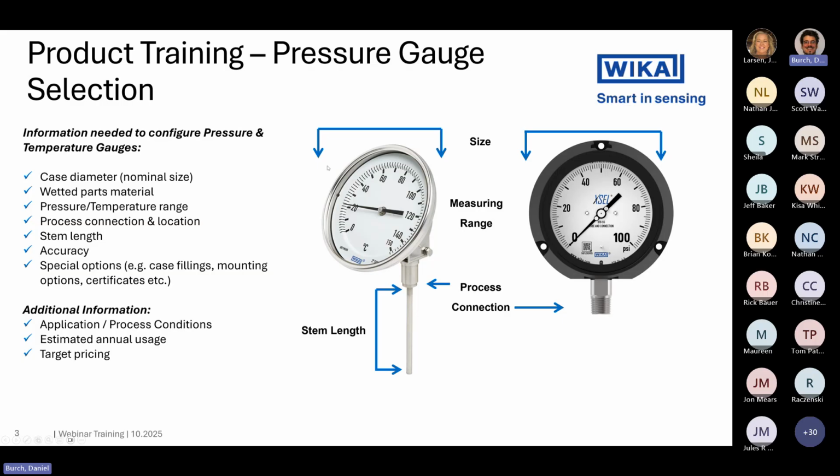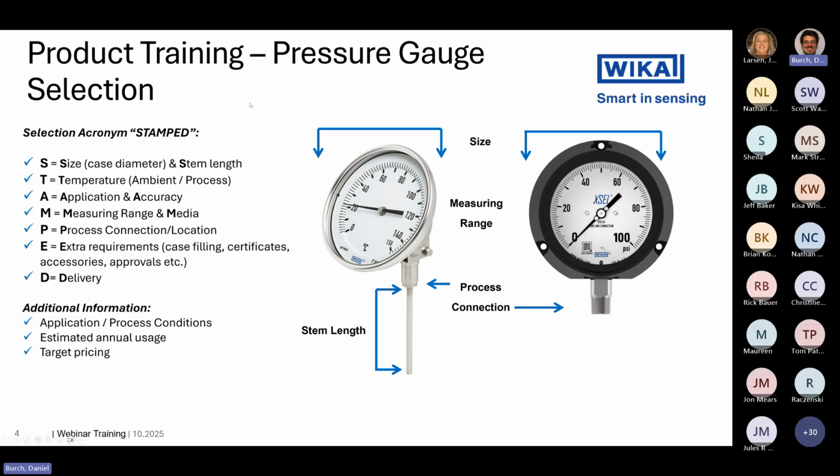And so, with that being said, the framework that we use in dealing with this is called STAMPed. It's an easy acronym that you can remember. And just like the stuff I covered in the previous slide, when you look at that in comparison to the pictures on the right, for S, having that size, that case diameter, and in the case of a thermometer, like a stem length, easy way to remember it. Having those details covers the S portion.